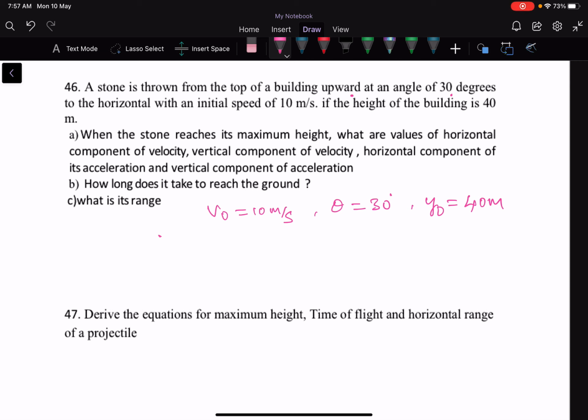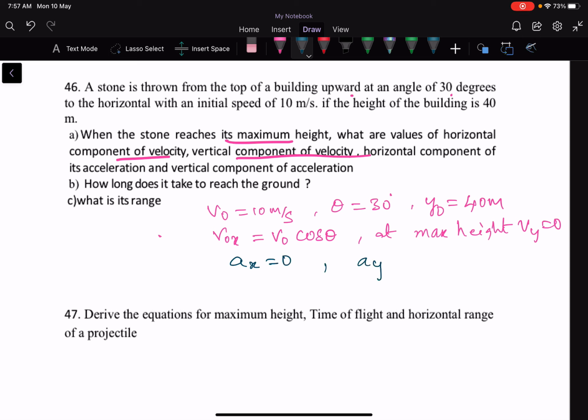So when the stone reaches its maximum height, what are the values of the horizontal component of velocity? The horizontal component of velocity v0x equals v0 cos theta, and the vertical component of velocity at maximum height is equal to 0, vy equals 0. The horizontal component of its acceleration is always 0 in the horizontal direction, and the vertical component of acceleration is minus g.